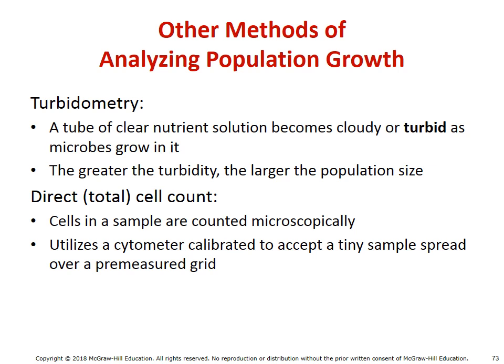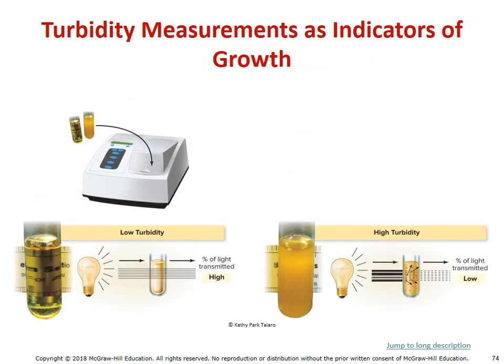But sometimes we need direct or really total numbers of cells present, and we call this a direct or total cell count, where microscopically we put the cells on a slide that has a grid pattern that we can then count the number of cells per grid and then multiply that to really get the exact number that we were looking for. So here's the whole turbidity idea.